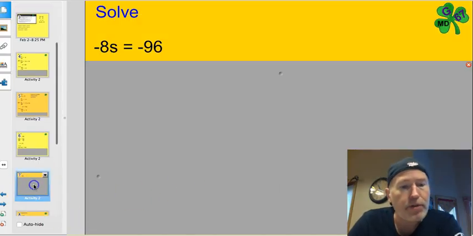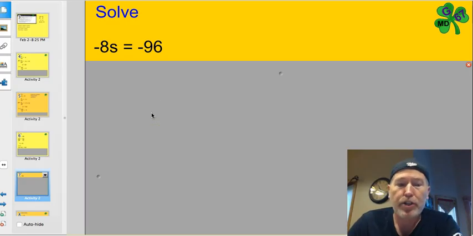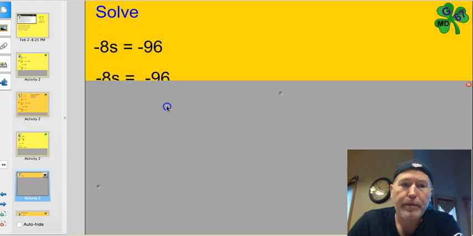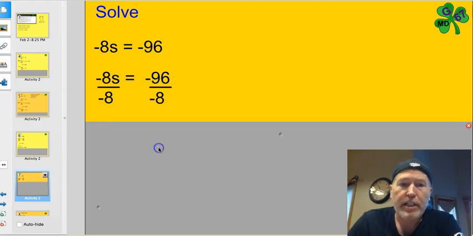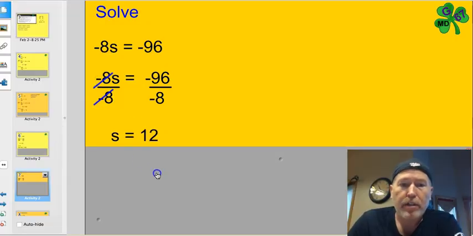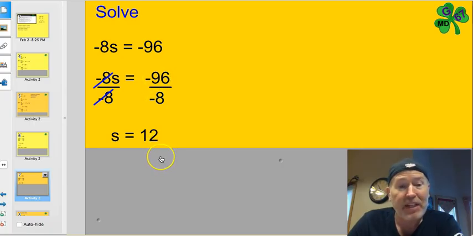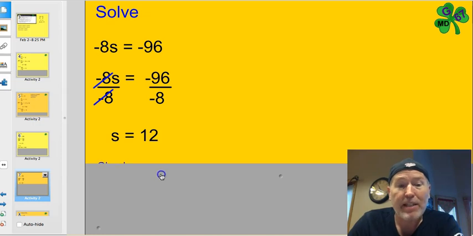All right, time for you to try a multiplication equation. Go ahead and give this a shot. Let's see how you did. Did you isolate the variable? Did you show that these 8s cross off, leaving you s equaling 12? Because now you've got a negative divided by a negative. It's two negatives, an even number of negative signs. That'll give you a positive answer.